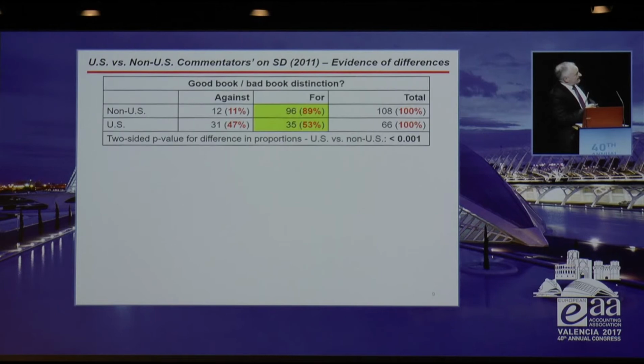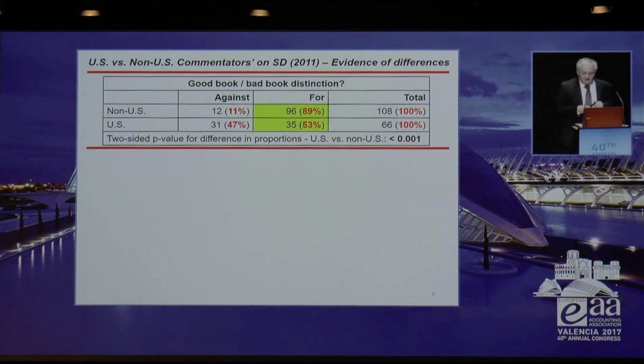Based on this joint, they called it a supplementary document, we've done some analysis of the comment letters, and it's quite clear that there was quite a big difference between what US commentators liked and what non-US commentators liked. So, for example, here you can see that the idea of differentiating between a good book and a bad book for impairment purposes was much more acceptable to non-US commentators than to US ones.